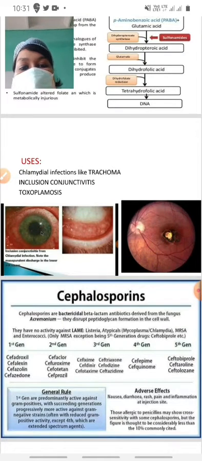So this third picture is of toxoplasmosis. We can see a picture of the retina. So it's basically a retinal affection, and the middle picture is of inclusion conjunctivitis, and the third picture is of chlamydia.